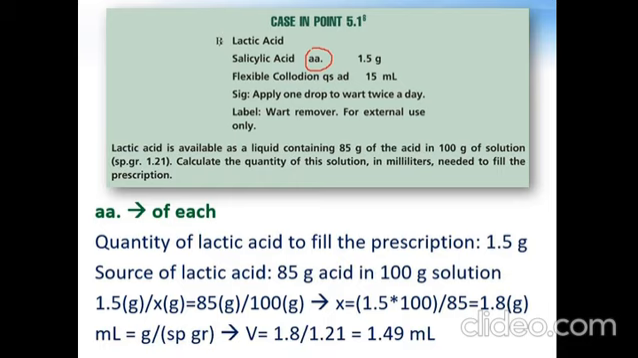And here, because this question did not ask you the weight of the solution, actually ask you about the quantity of this solution in milliliters. Okay, so you have to convert the weight to volume. And do you remember the triangle, the specific gravity triangle? So you can directly calculate the milliliter. You use 1.8 divided by the specific gravity of this solution. And you need 1.49 ml of this solution to fulfill this prescription.